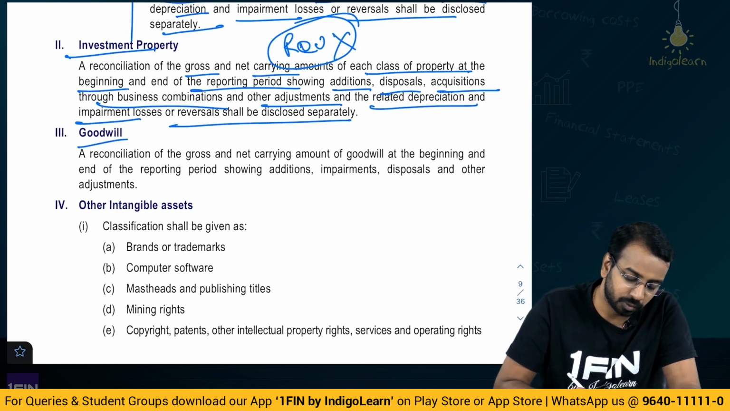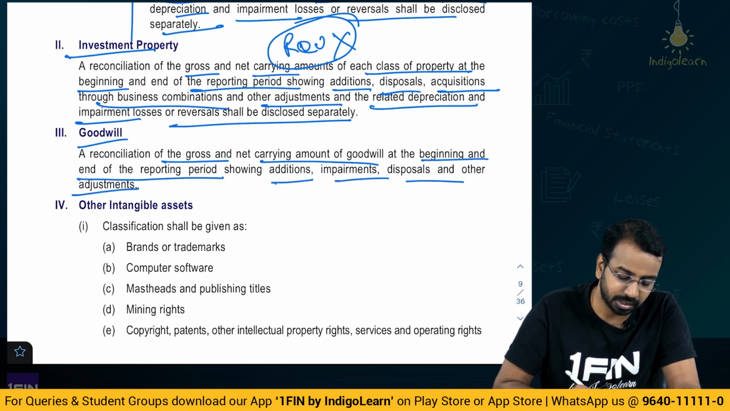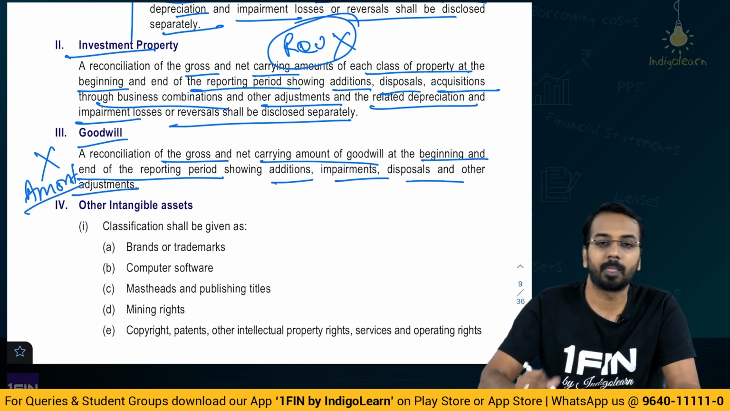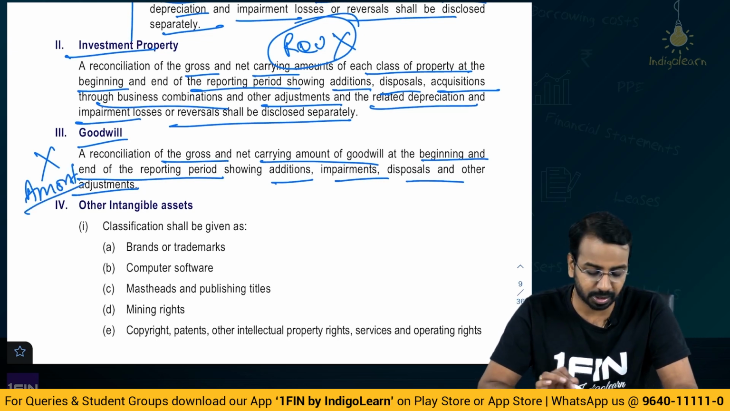Then goodwill, again, gross and net carrying amount of goodwill at the beginning and at the end of the reporting period, additions, impairment, disposals and other adjustment. Please note, there is no amortization for goodwill. Under Ind AS, you do not amortize goodwill, so amortization is not given.